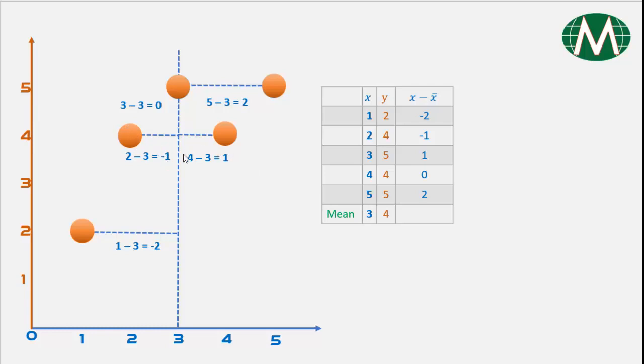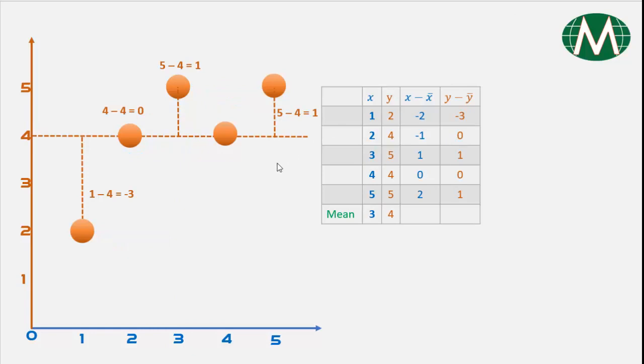Likewise, we have calculated the deviation of the other data points in this column, which is x minus x bar. x is the x value of this bubble, and x bar is the mean value of x.